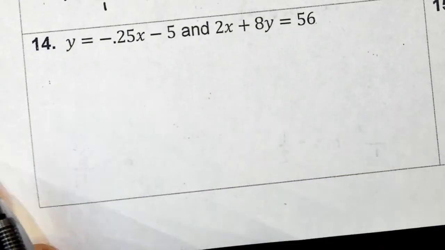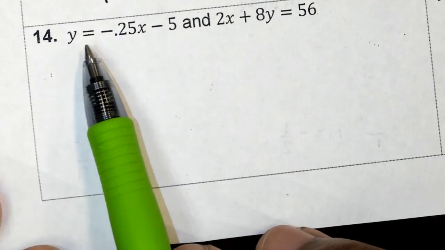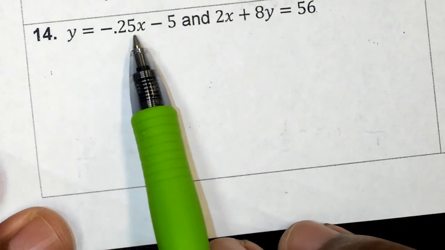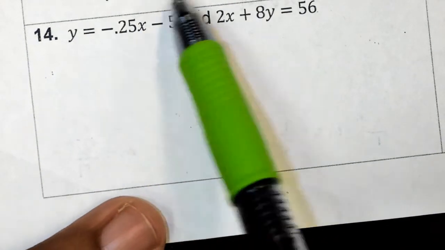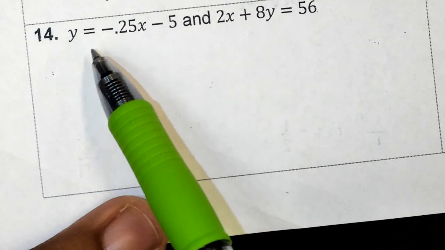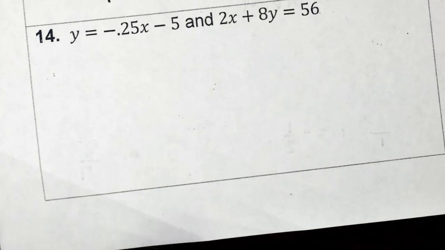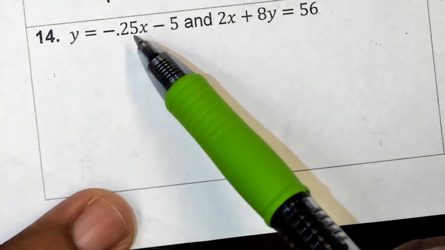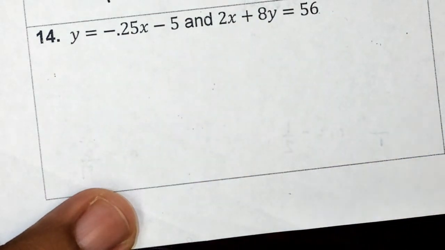So on number 14, I got two equations of lines here. This first one is in slope intercept form. It's y equals negative 0.25x minus 5. Only issue is I got a decimal here. And we need to show y'all this because y'all need to know how to do this. Before I can compare these two, I definitely need to turn this decimal into a fraction so I can get a fraction slope. Anybody know how to turn a decimal into a fraction?